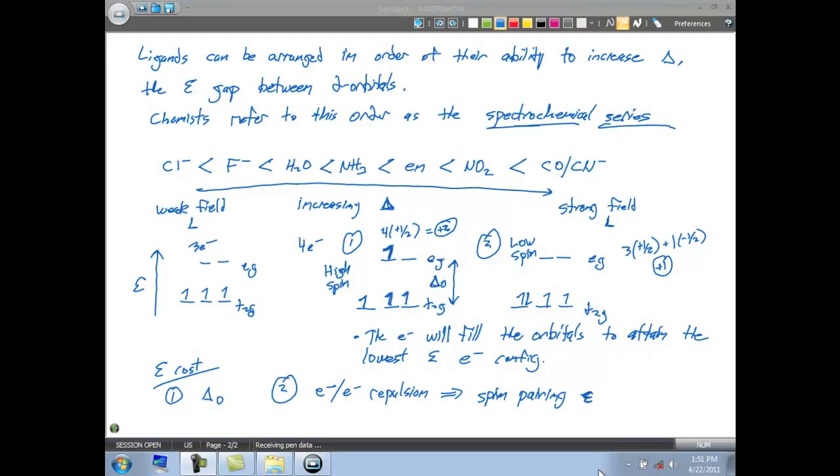So the question is, in this case, when do we observe high spin and when do we observe low spin? This is going to depend on the geometry, as we're going to find out in a couple minutes for a couple other geometries. But what we can say is that for an octahedral complex, a strong field ligand and a 4D, 5D transition metal always give low spin.